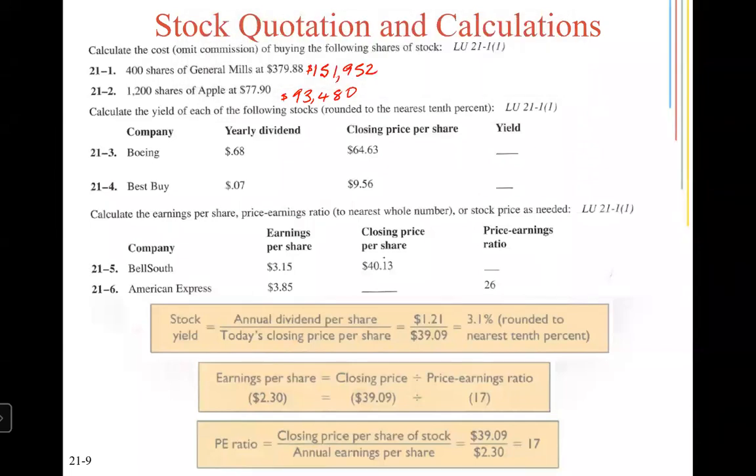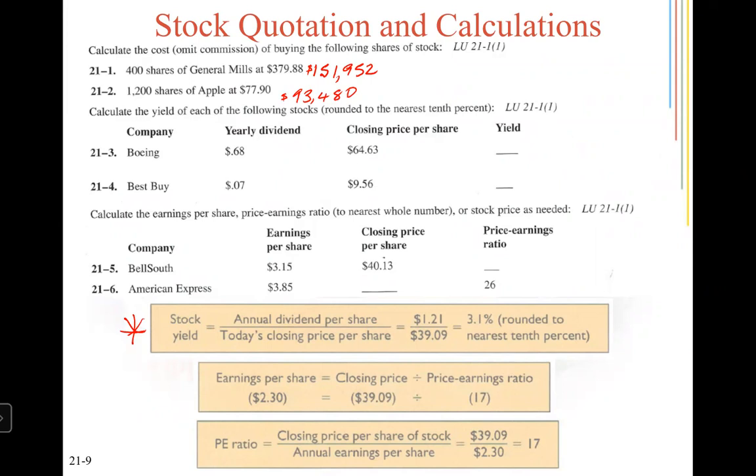And so that would be the amount you'd have to pay for that if you didn't have to pay commission. All right, now the next two, it says calculate the yield of each of the following stocks to the nearest 10%. And if you look on here, the yield would be this first chart at the bottom. So you divide annual dividend per share by its closing price. They gave you the annual dividend per share, and they also give you the closing price. So you're going to work out the yield.